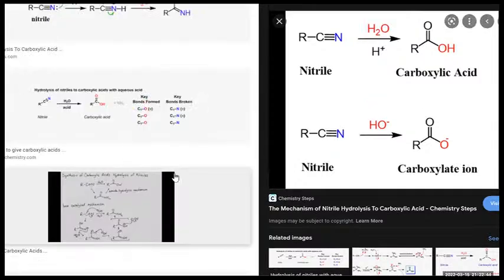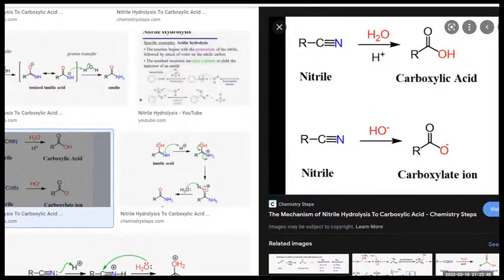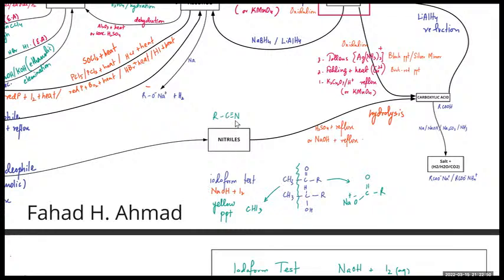Okay, anyways, I'll just tell you that the full equation is that when a nitrile hydrolyzes, the N breaks away and turns into an NH4+ ion. Is that clear? Yes, clear, sir.